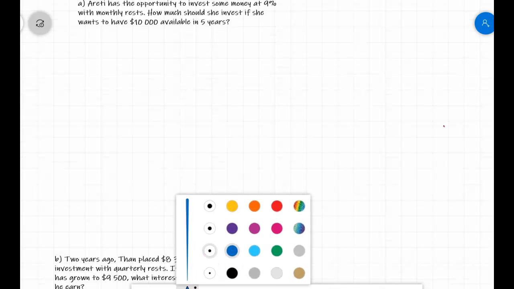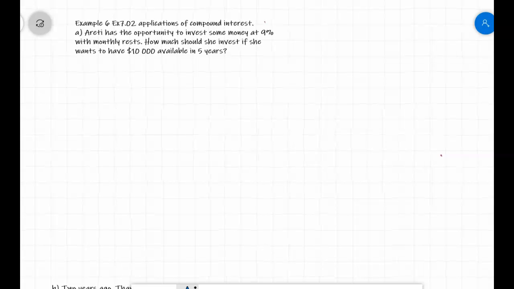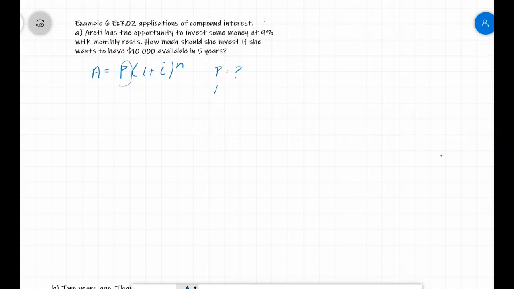Just selecting my blue pen. Okay, coming back. So compound interest, let's go. A equals P, 1 plus I to the N. Now in this case, we want to know how much she should invest. So P, I don't know. I do know that in 5 years' time, she wants to have $10,000 at the end, so her amount is $10,000.